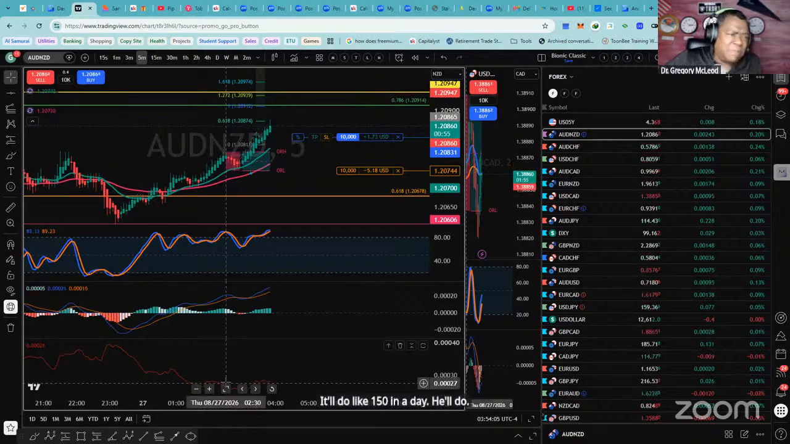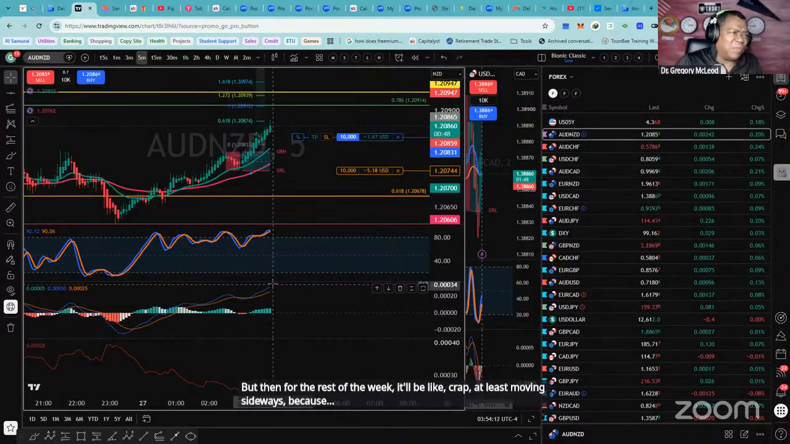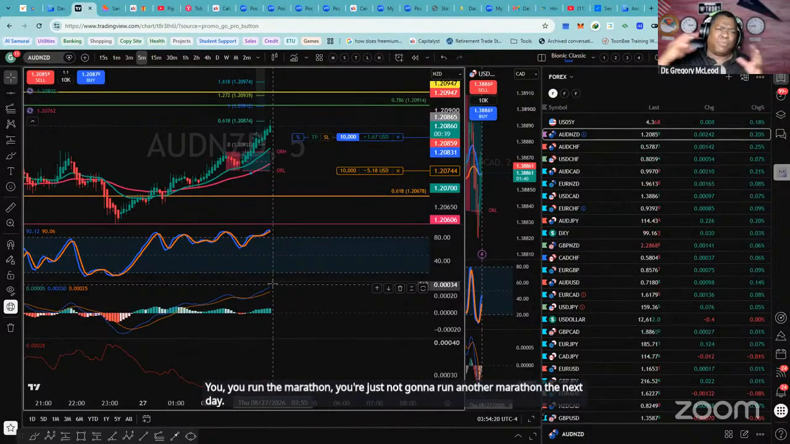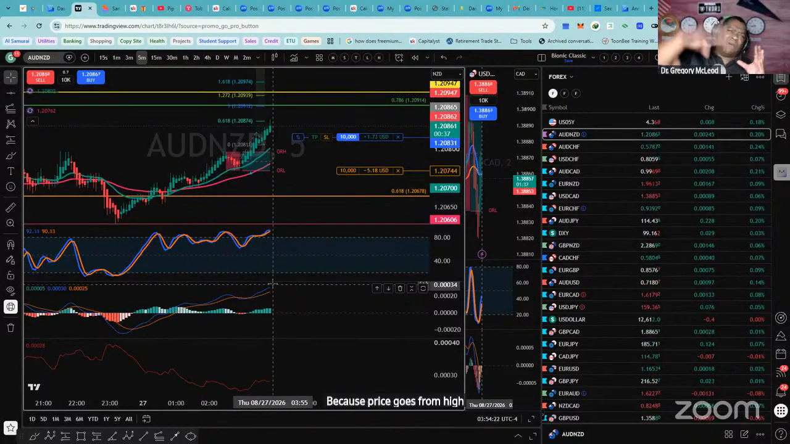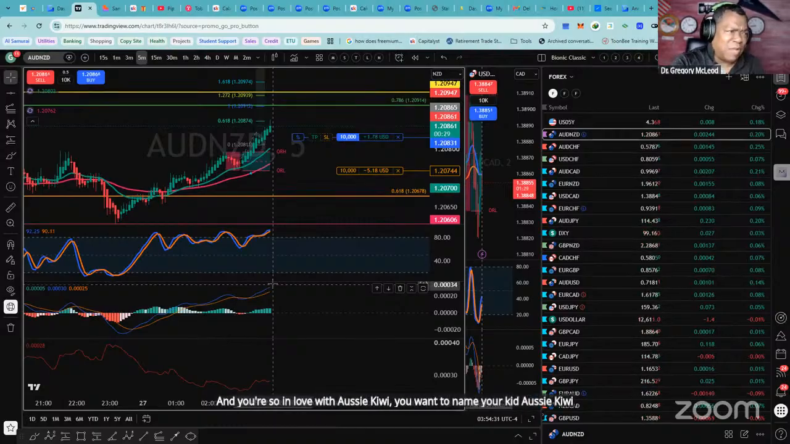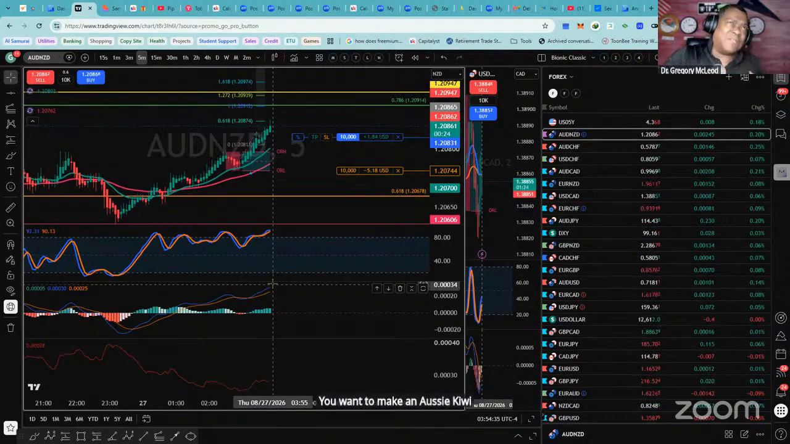It'll do this. But then for the rest of the week, it'll be like crap. It'll just move sideways because the average daily range is like being on a marathon. You run the marathon, you're just not going to run another marathon the next day, because price goes from high volatility to low volatility. So if you get this big trend in Aussie Kiwi today, and you're so in love with Aussie Kiwi, you want to name your kid Aussie Kiwi, you made so much money, you name your dog Aussie Kiwi, you want to make an Aussie Kiwi t-shirt.